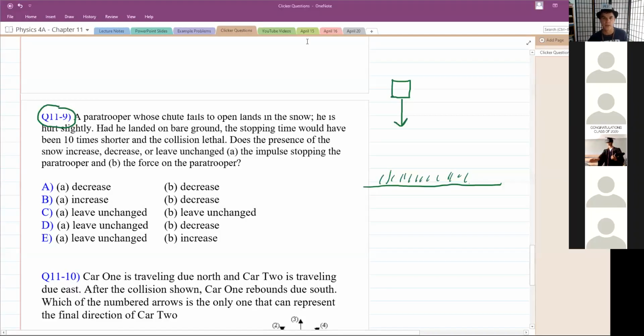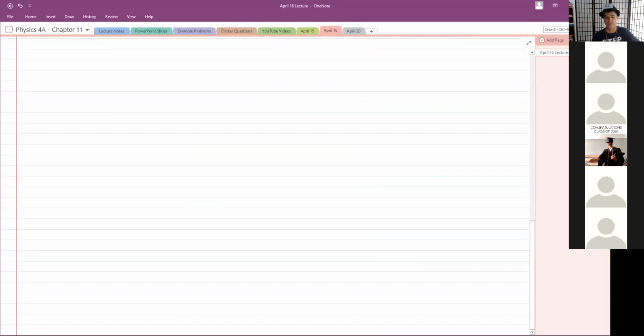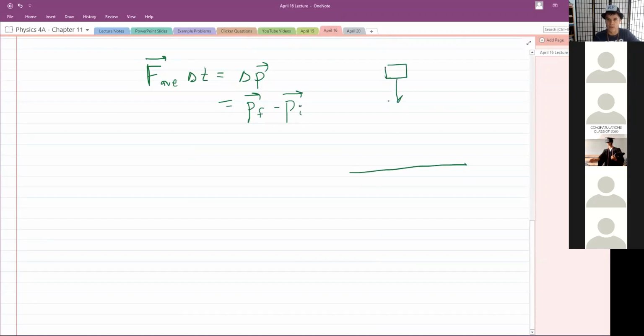Screen share. Okay, so here, easiest way to think about this is, rather than looking at the impulse as the integral of F dt, if I think about the impulse as the average force times delta t equals the change in momentum, which is going to be equal to my final momentum minus my initial momentum. As this paratrooper is falling, right before they hit the ground, they're going to have a certain momentum. And we're assuming that they end at rest. So in this case, my final momentum is going to be 0.